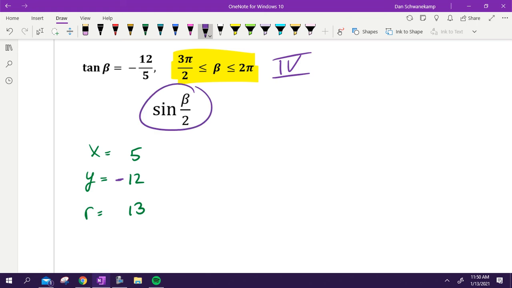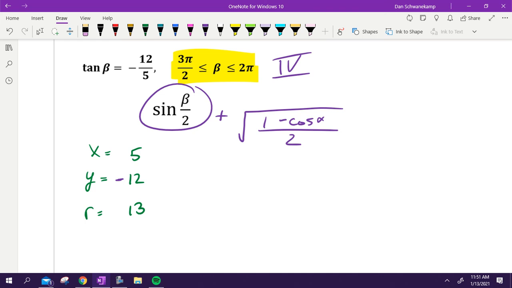I've got sine of beta over 2. And so I'm using this formula. It's the square root of 1 minus cosine alpha divided by 2. It's either plus or minus. Pick your favorite angle in the fourth quadrant, like 300 degrees. If you cut 300 degrees in half, what quadrant am I going to be in? The second quadrant. If I'm in the second quadrant and I'm doing sine, is my answer going to be positive or negative?